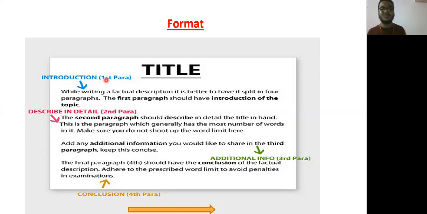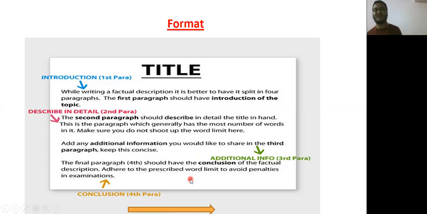So the second should describe the title in hand in detail. This is the paragraph which generally has the most number of words in it. In the body part, we elaborate, and most of the words come in it. Add any additional information you would like to share in the third paragraph. Keep this concise, very to the point, short. The final paragraph, the fourth, should be the conclusion of the factual description.